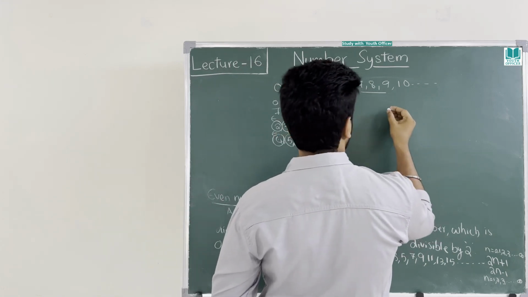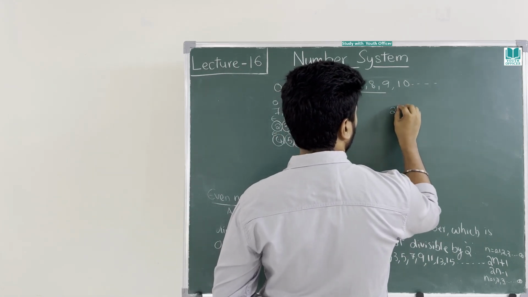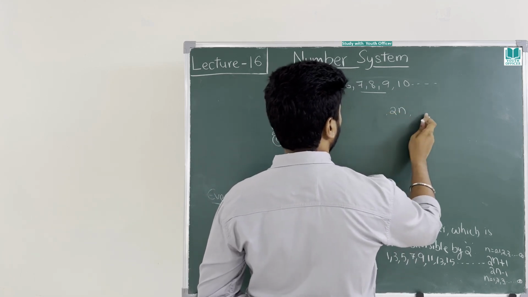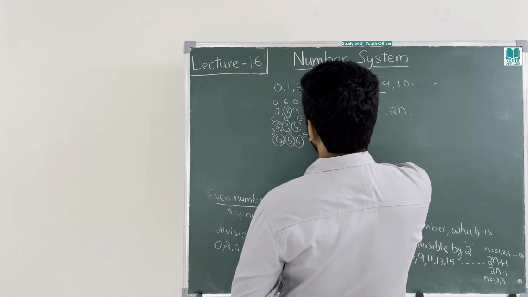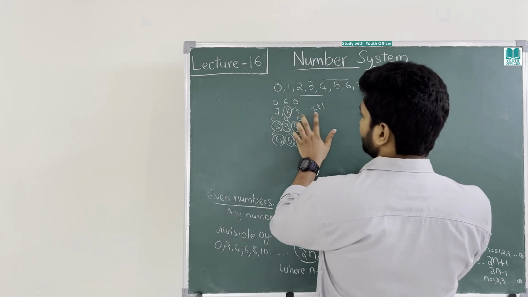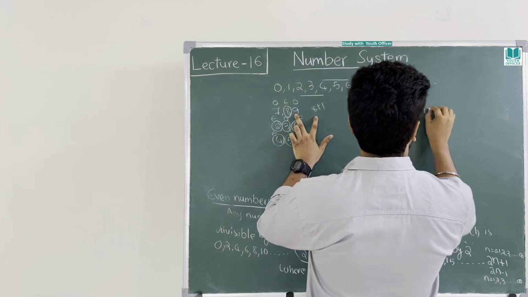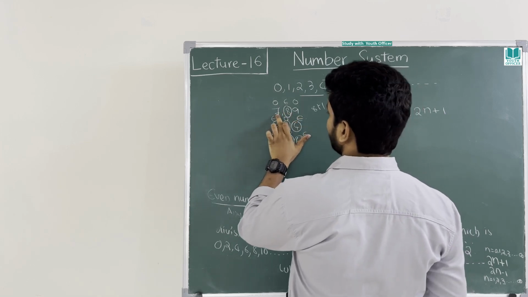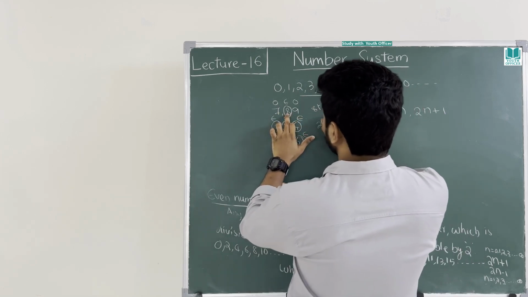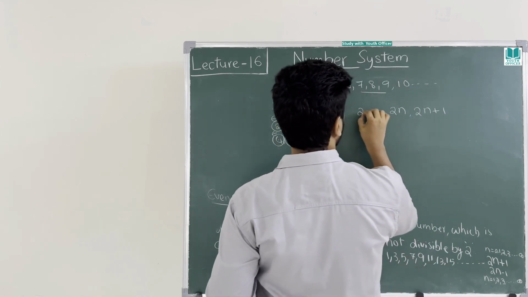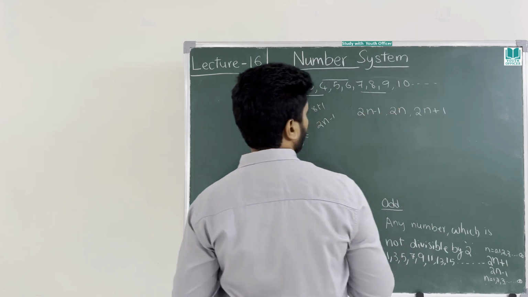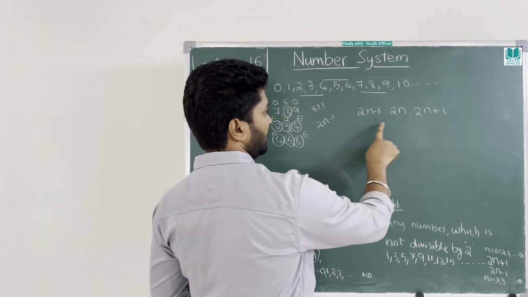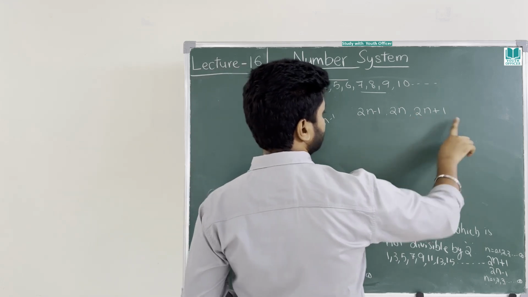How do you represent this? If you take 2n, this is an even number. The next number, you have to add 1 to this. 8 plus 1 gives you 9, right? So 2n plus 1 you have to take. If you subtract 1 from this, you will get 7. That means if you consider 8 as 2n, you have to subtract 1, so this is 2n minus 1. If you take any 3 numbers and the middle number is even, the 3 numbers will be like this.